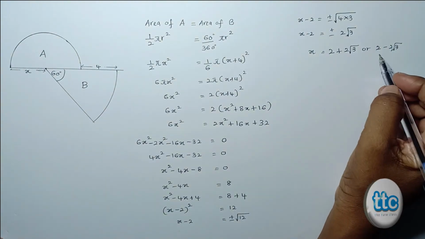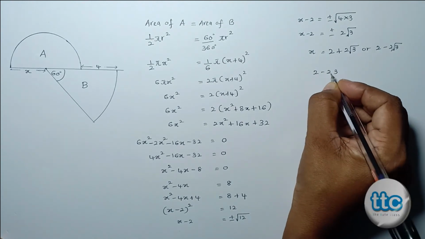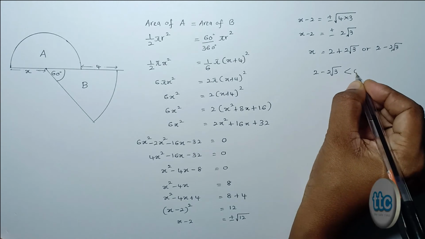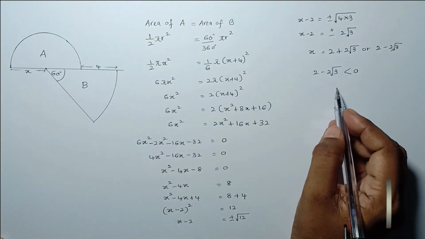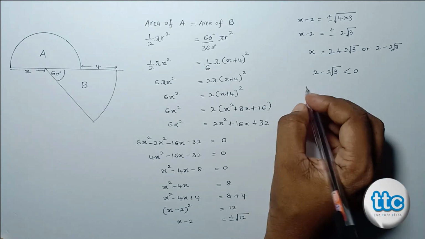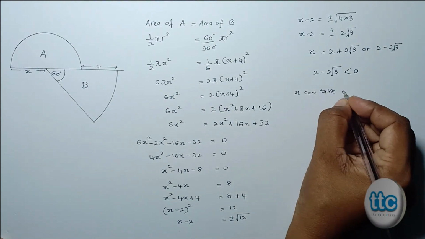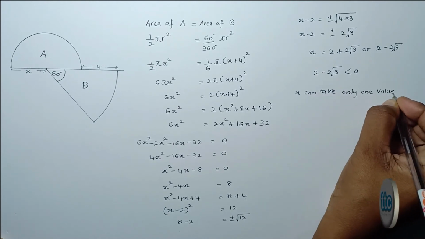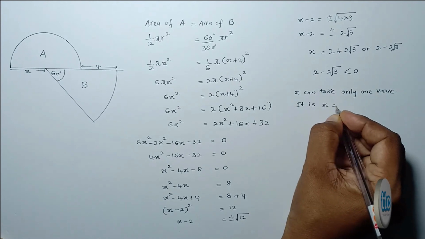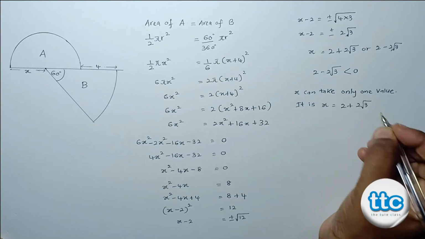Here you can see that 2 minus 2 root 3 is less than 0. Therefore it is a negative value. Radius cannot take a negative value. Therefore x can take only one value. It is x equals 2 plus 2 root 3.